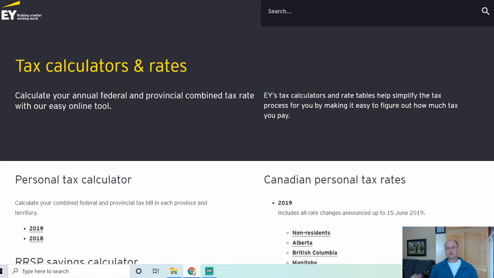Okay, I just made a $10,000 RSP contribution. How much does that reduce my tax bill by? Remember, with RSPs, there's two main benefits. The first one is RSP contributions reduce your taxable income. That's the first benefit. That's the immediate benefit.